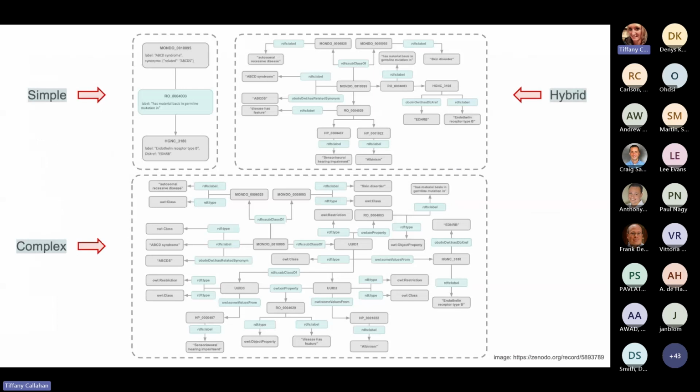So this slide shows you an example of the 3 different types of graphs and how they differ when used to model one triple.